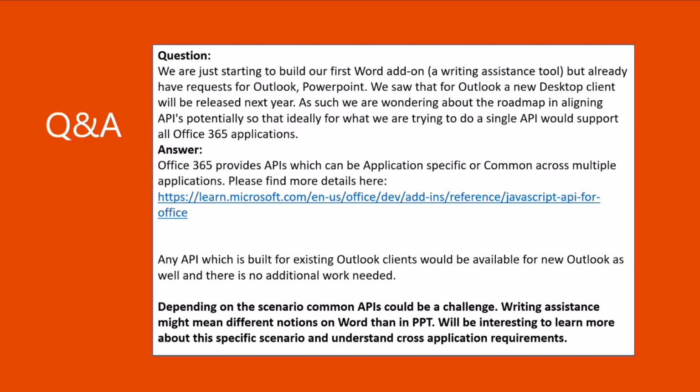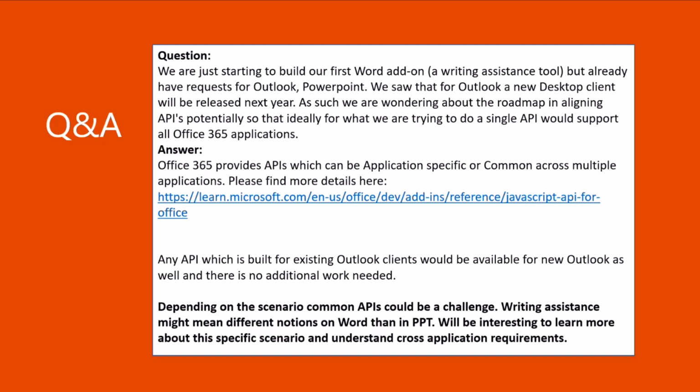So to start off with our first question: we are just starting to build our first Word add-in, a writing assistance tool, but already have requests for Outlook and PowerPoint. We saw that for Outlook, a new desktop client will be released next year, and are wondering about the roadmap and aligning APIs potentially, so that ideally, a single API would support all Office 365 applications.